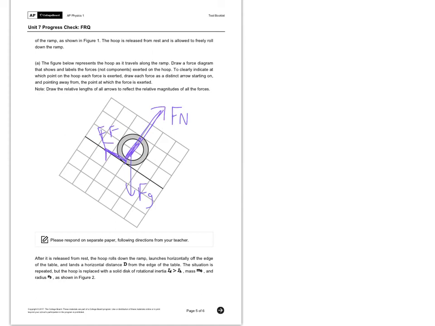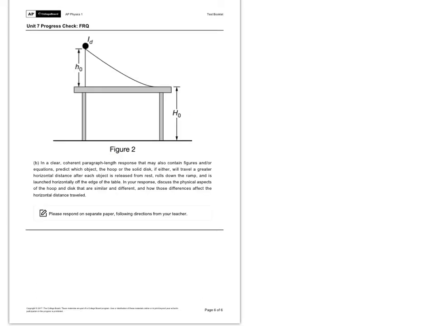Next question says, after it's released, it rolls down the ramp, launches horizontally off the edge, and lands a horizontal distance d from the edge of the table. It's repeated, but instead of a hoop, you have a solid disc where the rotational inertia of the disc is greater than the hoop's, but the mass m0 and radius r0 are the same as shown in figure 2. So here we go. And what this wants is a paragraph length response that explains which one, if either, will travel the greater horizontal distance once it's released from rest, rolls down the ramp, and launched horizontally off the table.